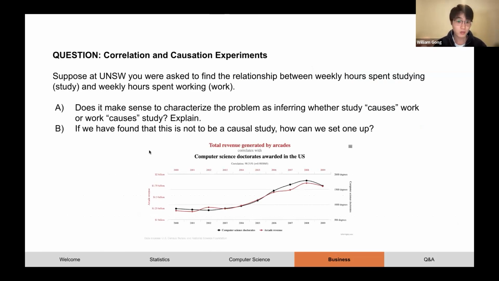This is a question from the tute, part A, but our edu team have come up with a second question, a causal study. Suppose at UNSW you want to find the relationship between weekly hours spent studying and weekly hours spent working. Question A is straight from, I think, the week 4 tute. Can we create this as a causal question or a correlation question, essentially? And B, the question that I want you to focus a little bit more on, is can we have this as a causal study, and how do we set a causal study up? I will give you 20 seconds to think about both.